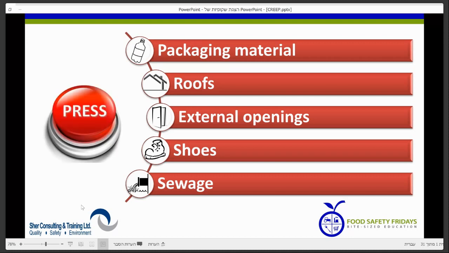Okay, so there's a little button here that says press. So I guess I'll press it. See what happens. You ready?